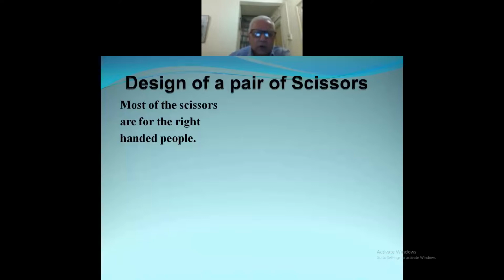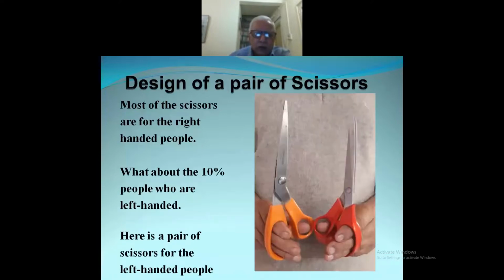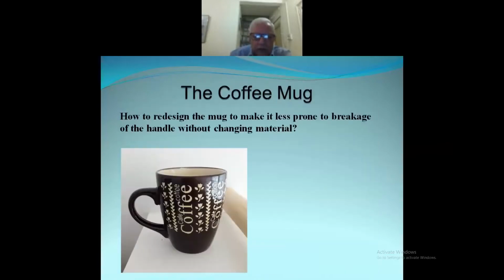Fortunately, some kind soul thought about it, and he came out with right-handed and left-handed pairs of scissors. This yellow one is the right-handed, and the other is the left-handed. And it opened up a market also. It is difficult to get, it commands a good price, but it is a nice thing to have. Let us go to another example.